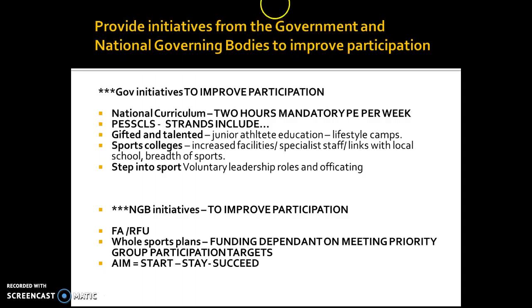So, government initiatives then. You have the national curriculum, which proposes that each student has to do a mandatory 2 hours per week.